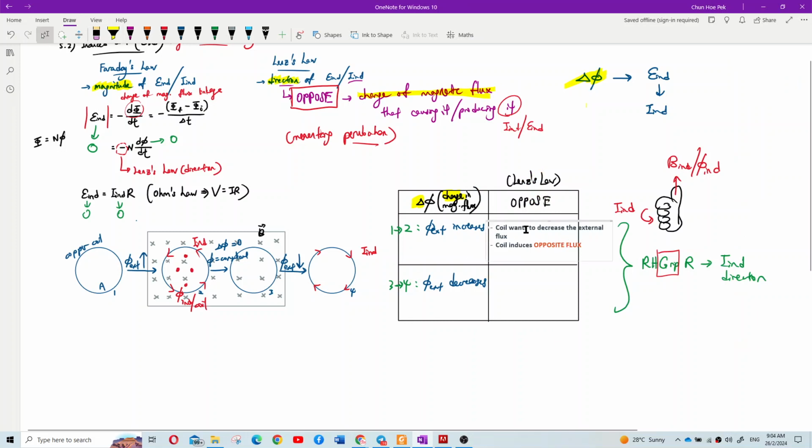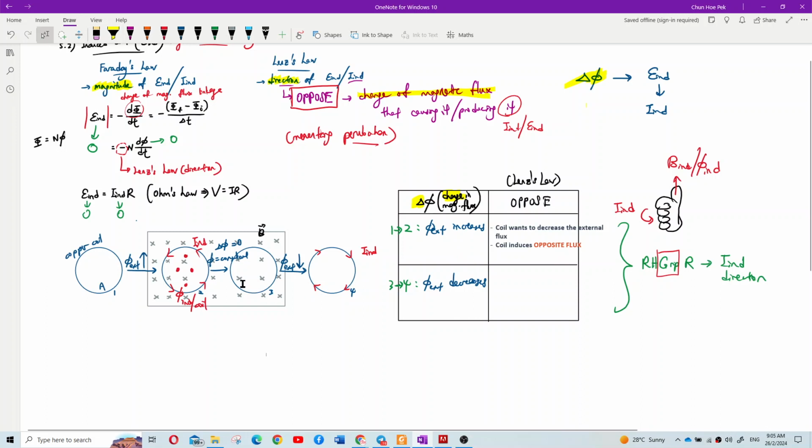Why like that? Because the coil wants to decrease the flux yang sedang meningkat itu. So external flux sedang meningkat, so dia nak menurunkan dia. That's why it produces opposite flux. Flux yang di luar tu adalah ke dalam kertas, so flux induced by the coil is out of the paper. Dia macam nak opposite direction supaya dia kena cancel flux yang meningkat itu.